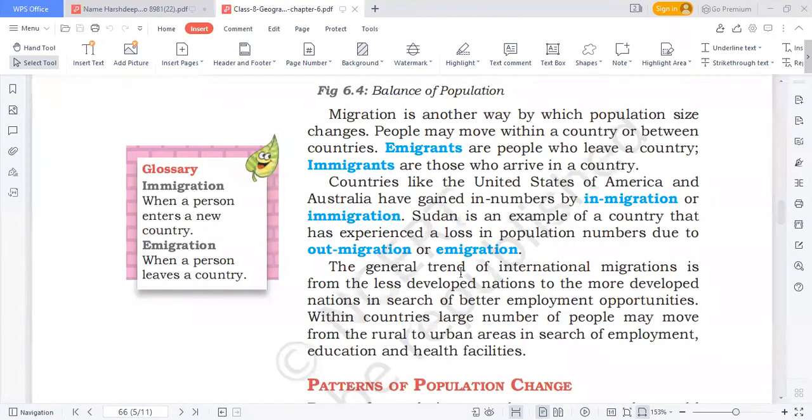And those people who enter our country, near Jalandhar at Lovely Professional University, a large number of foreign students are taking admissions in LPU. These are known as immigrants.